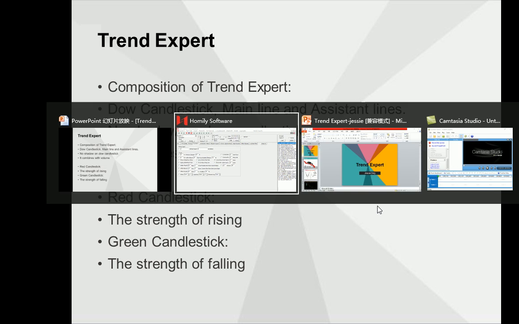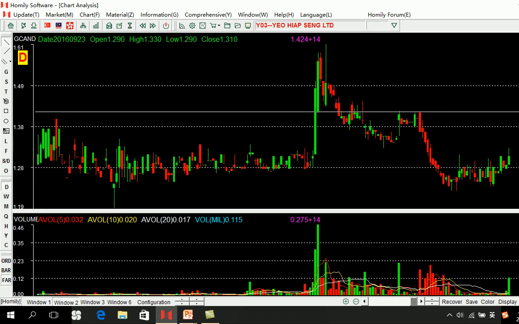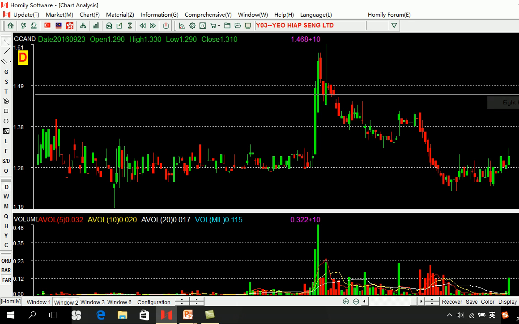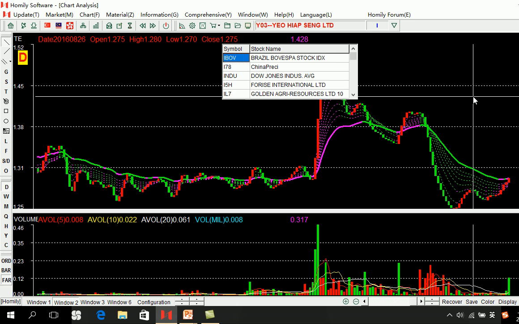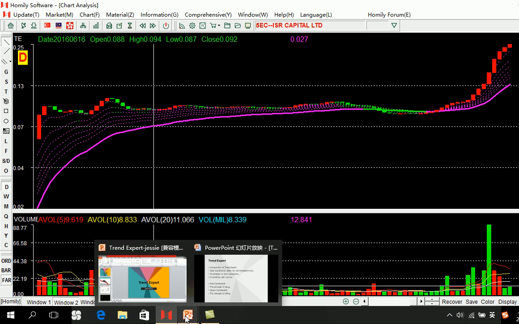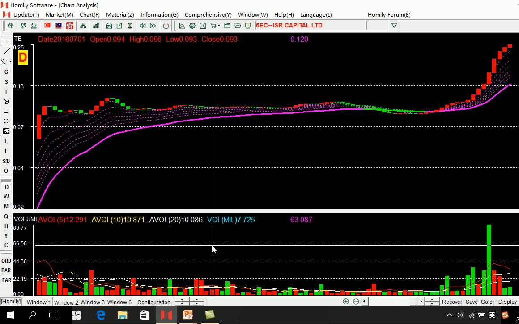Firstly, let's see the chart. We should click expert, then click trend expert. Okay, so this is the trend expert. We can see there are some lines. What's the meaning? Firstly, the composition of trend expert: the down candlestick. What's the down candlestick? The candlestick is here. This is the down candlestick. It's different from the candlestick, so we call it down candlestick.